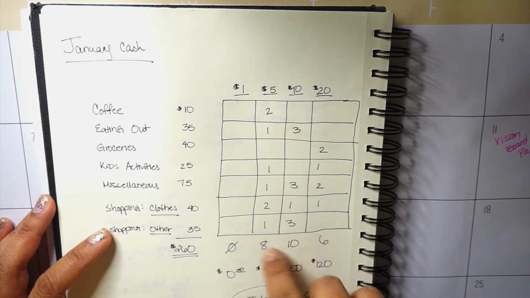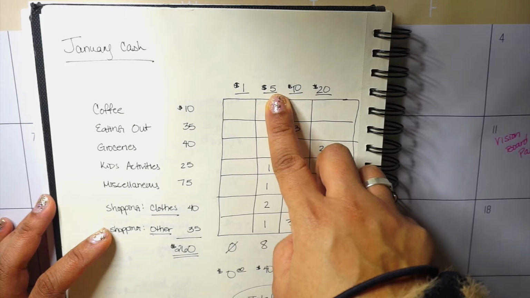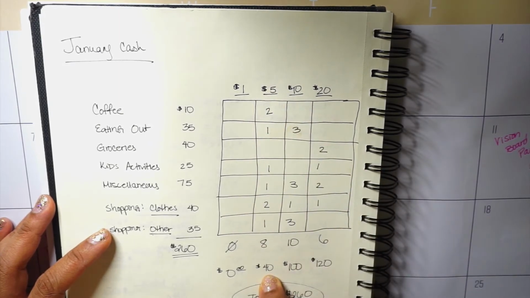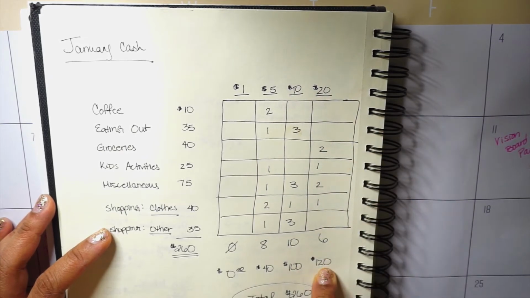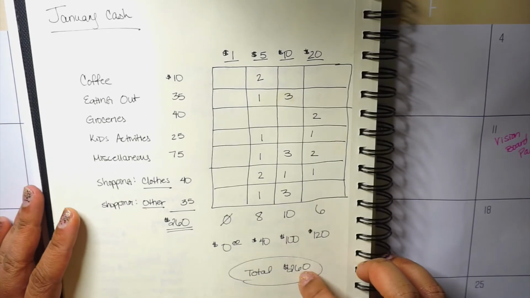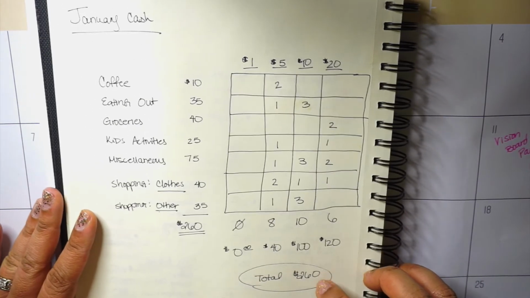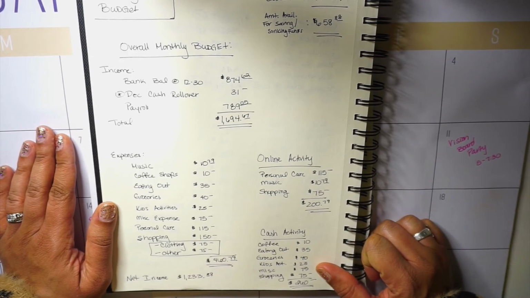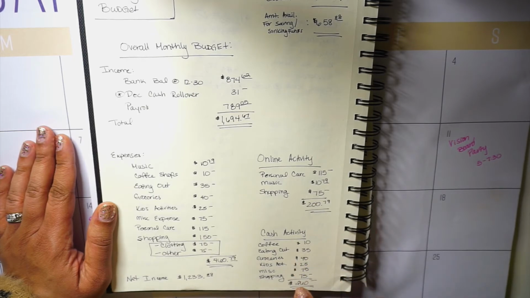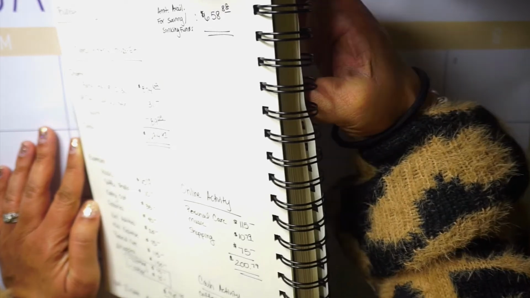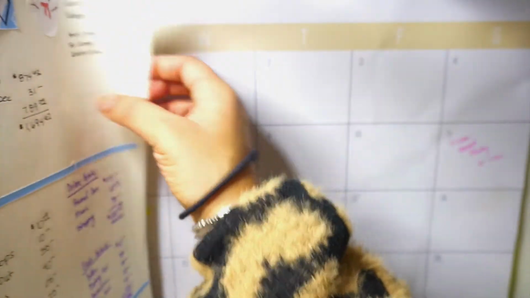Once I have the number of that particular denomination, I just multiply. So 5 times 8 is $40. 10 times 10 is $100. 20 times 6 is $120. Once I add all of these up, it comes to $260. If we go back to the page where I identified my cash activities, you'll see down here the total is $260. So that means we are all good.